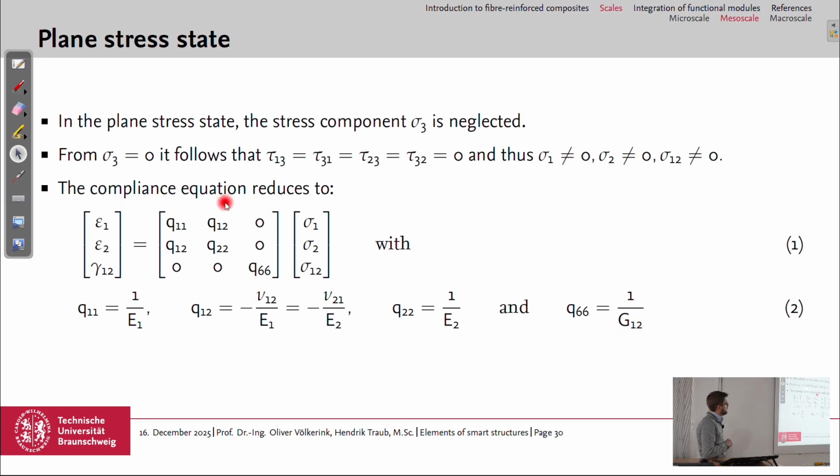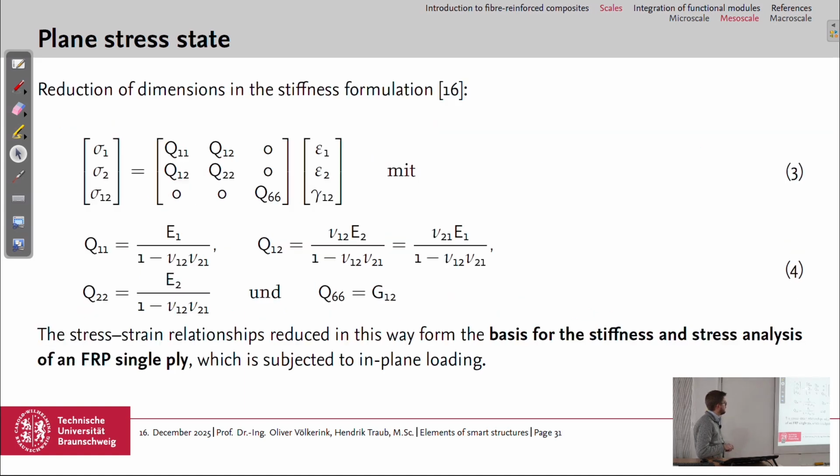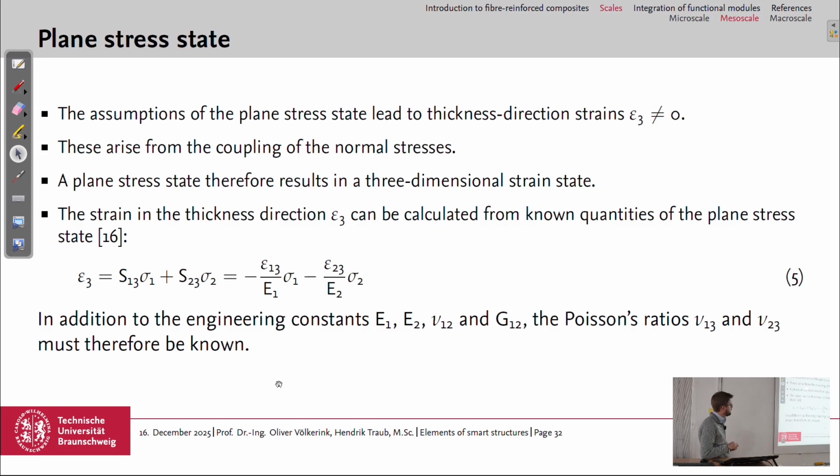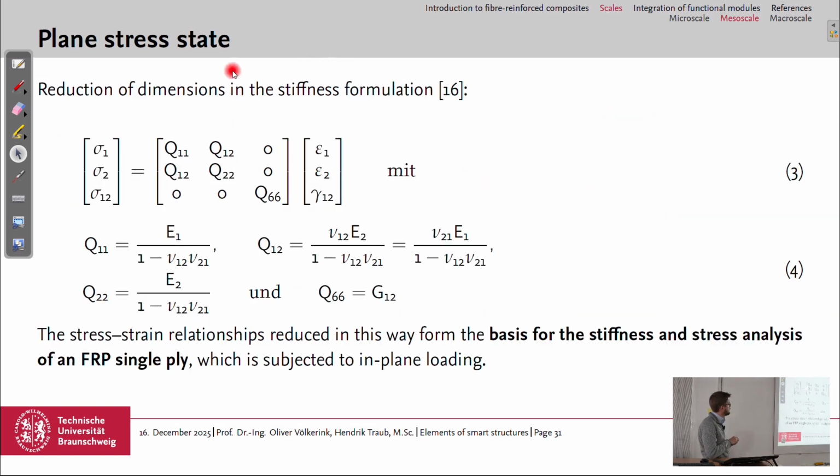And then our compliance equation, or the materials equation, reduces to only 3 components and not 6 for full 3D. And the classical lamination theory we will have a look at later on assumes also this plane stress condition. So we have a description for the stiffness of a single ply, looking like this with these 5 components.